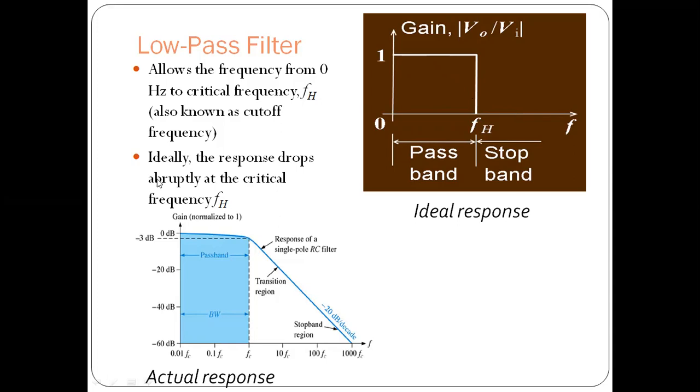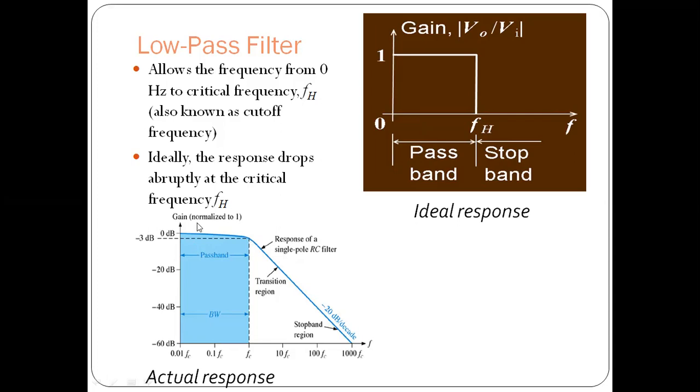You can see here it allows the frequencies from 0 hertz to the critical frequency fh, and this critical frequency is also known as the cutoff frequency, which will be set by the RC components in that filter. So this is the ideal response.